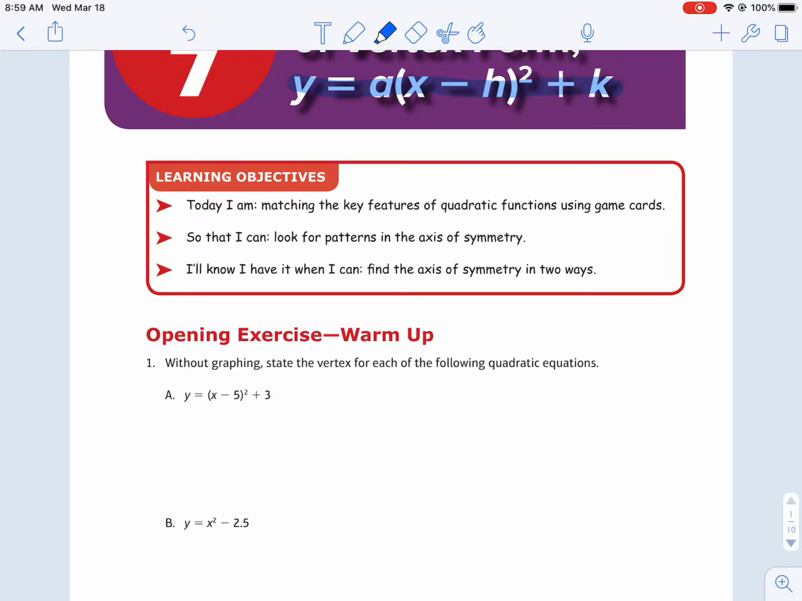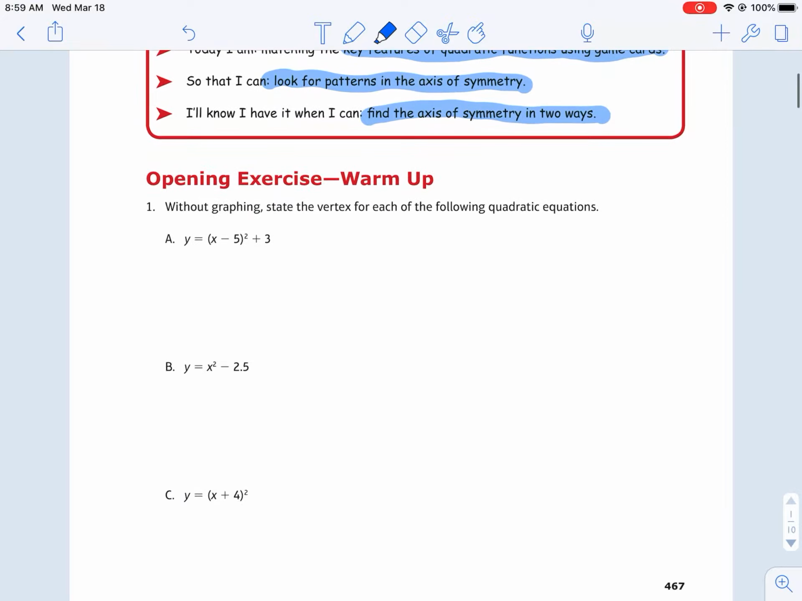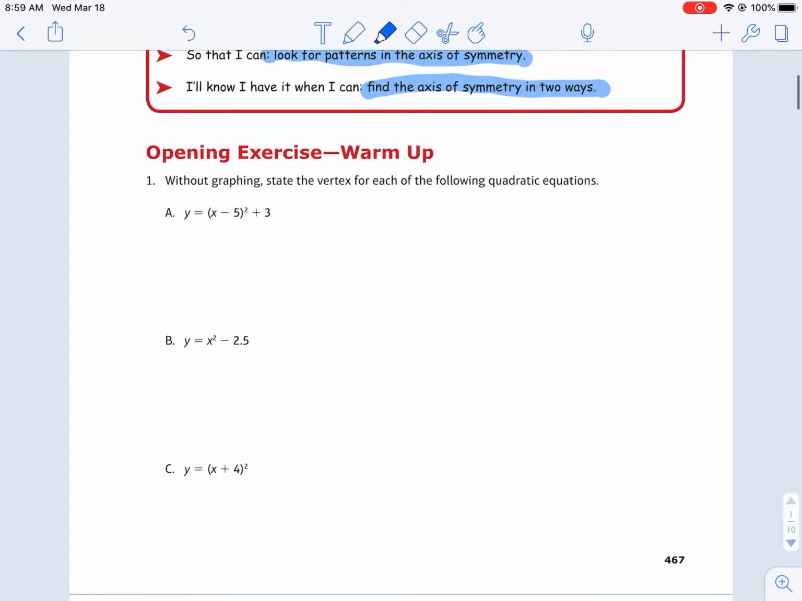Today we're going to be looking at key features of a quadratic function using game cards so that we can look for patterns in the axis of symmetry, and I'll know I have it when I can find the axis of symmetry in two different ways. So without graphing, let's state the vertex for each of the following equations.